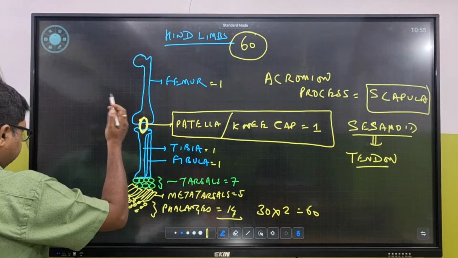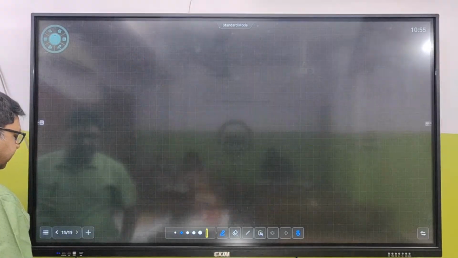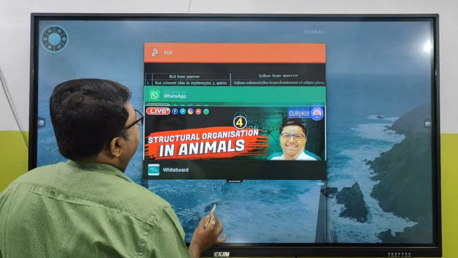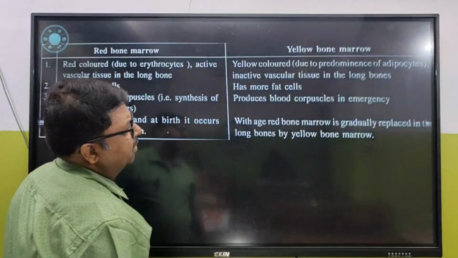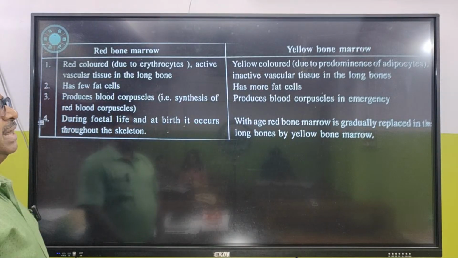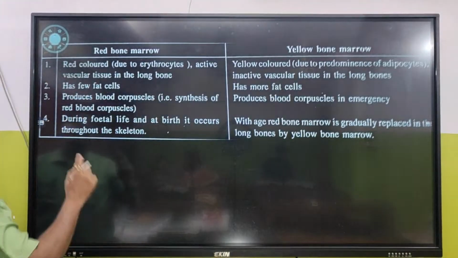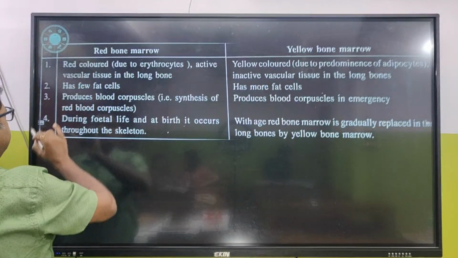So these are the different types of bones we have talked about. Fine. Okay, before we get into the next level, I think this part we need to talk about: the difference between red bone marrow and yellow bone marrow inside bones. Yellow bone marrow and red bone marrow means what?